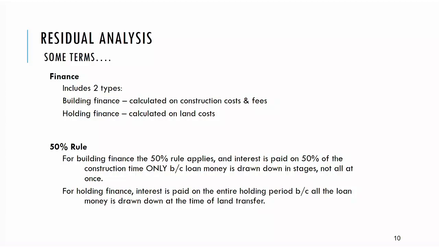So say you borrow 100%, and you have to borrow 100% to pay to the vendor. So you have to pay interest for that loan amount from the beginning. Right? So you have to pay interest for that land loan from the beginning.